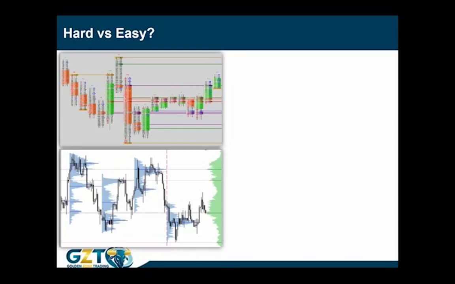Now let me kind of explain how I look at this. And I'm going to grab a pen. This is an order flow chart. Okay, I'm going to put OF for order flow, and this is a volume profile chart. Okay, the difference between the two is one is looking at execution, and the other one's looking at participation.